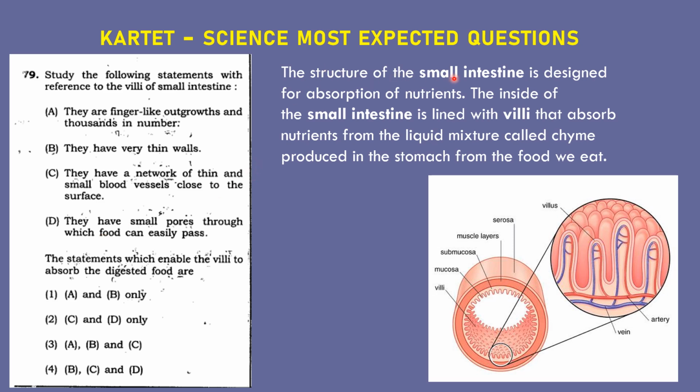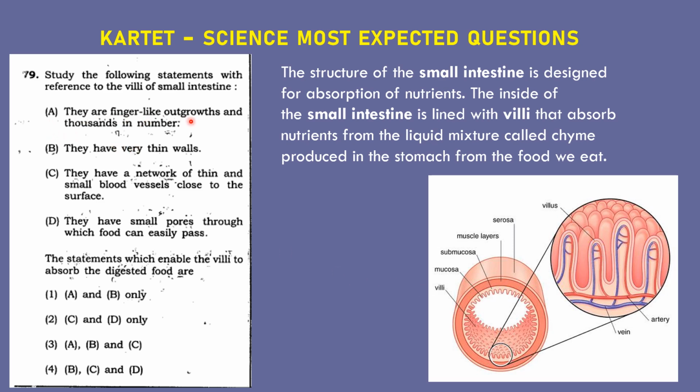The structure of the small intestine is designed for the absorption of nutrients. The inside of the small intestine is lined with villi that absorb nutrients from the liquid mixture called chyme, produced in the stomach from the food we eat. Whatever food we eat reaches the small intestine. Then the villi absorb the nutrients from the food. Okay, let us see the statements one by one.